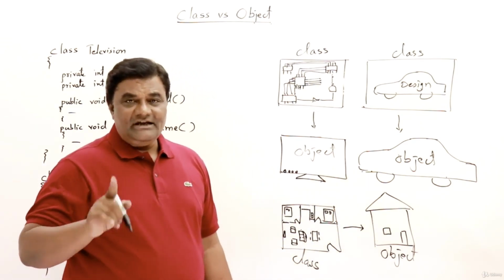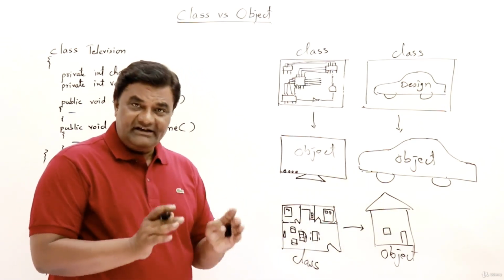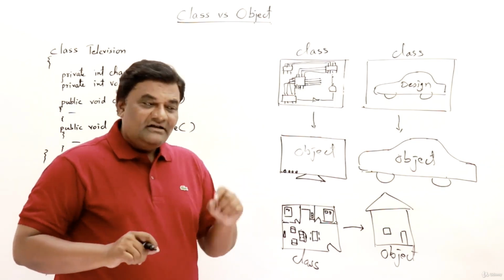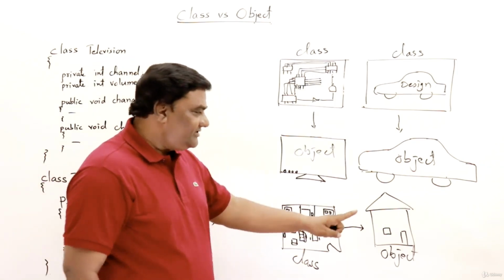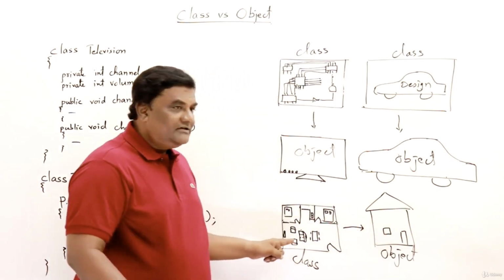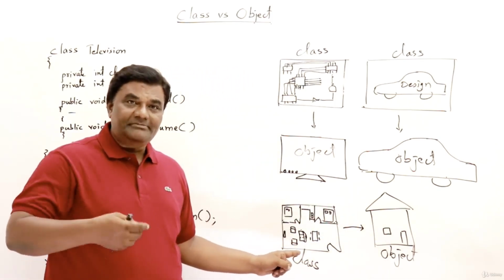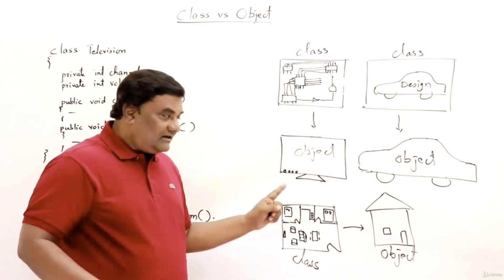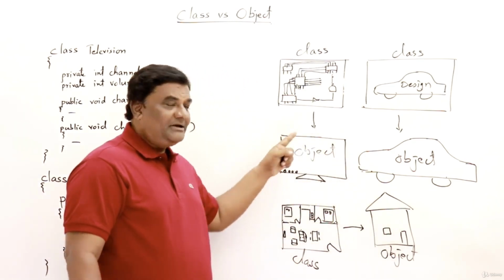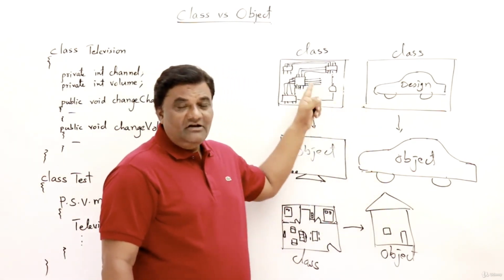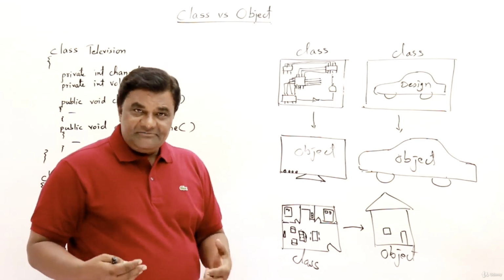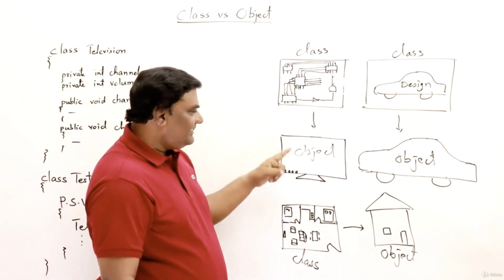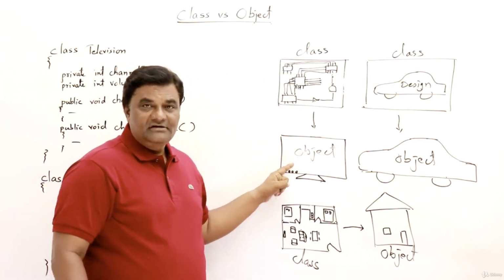So in software also, in programming also, we want to first define its design, then we want to create the object. So what is real? Object is real. This is logical, that is a definition on paper, pen and paper, right? And this is really existing. So in programming, when we are following the same thing, design we call it a class and this we call it an object.